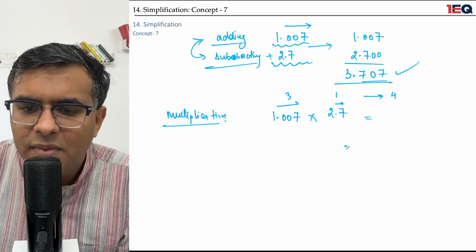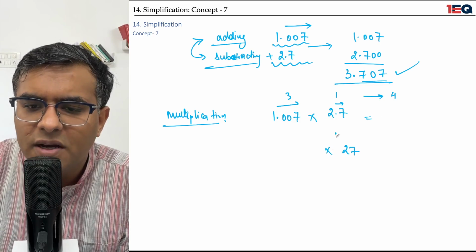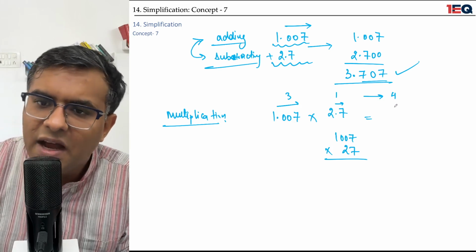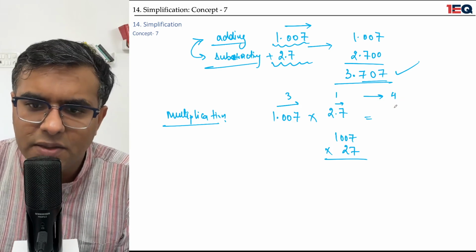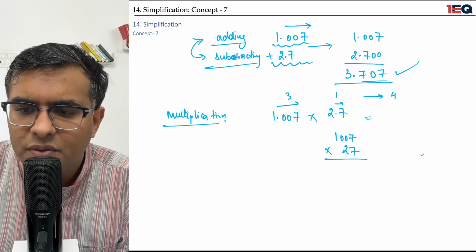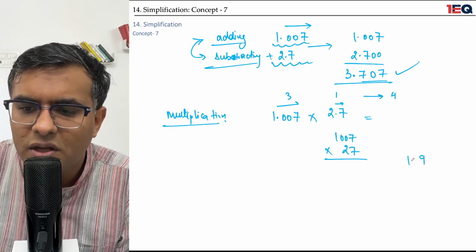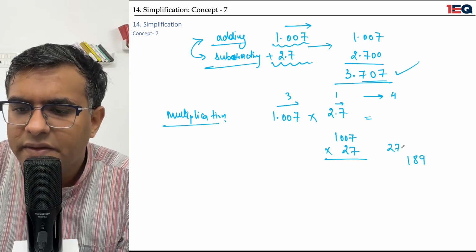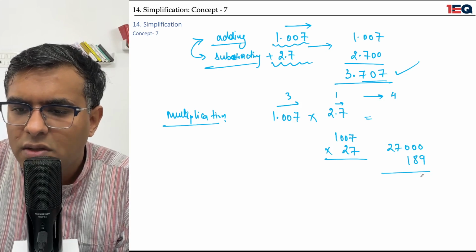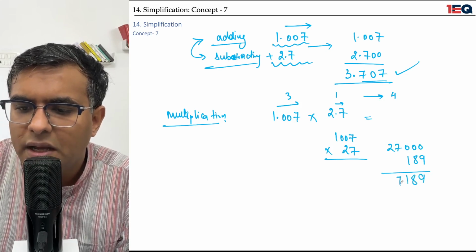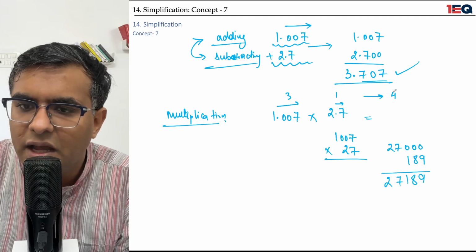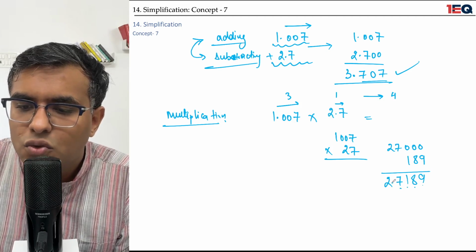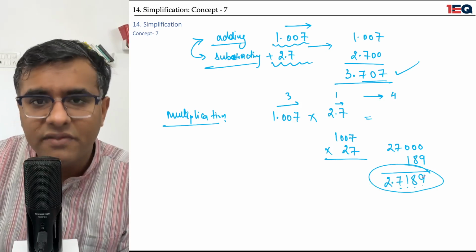So I'll simply multiply 27 multiplied by 1007, and whatever answer I get, I have to put 4 decimal points in that. I'll quickly solve it for you. 7 7s are 49, 7 2s are 14, 189, and 27,000. This is 27189 with 4 decimals in it. So 1, 2, 3, and 4. So 2.7189 is my final output.